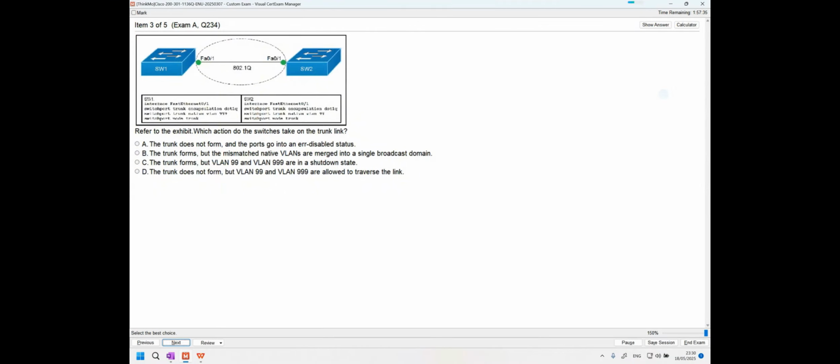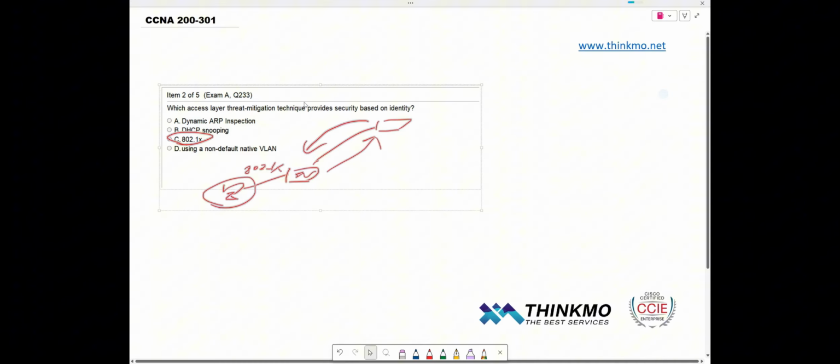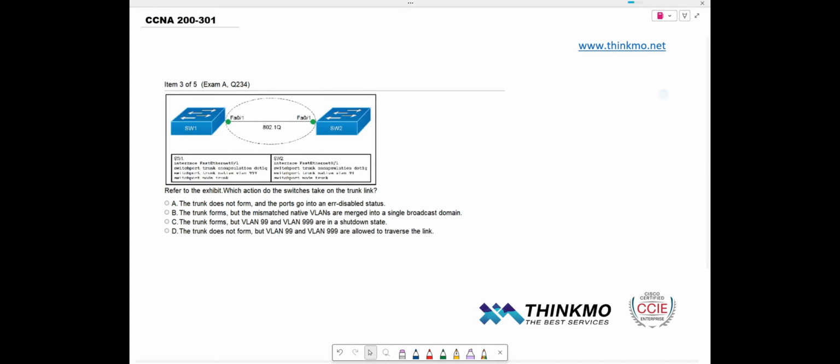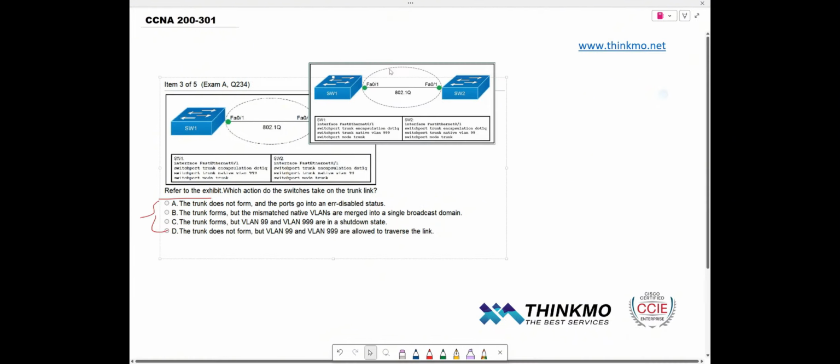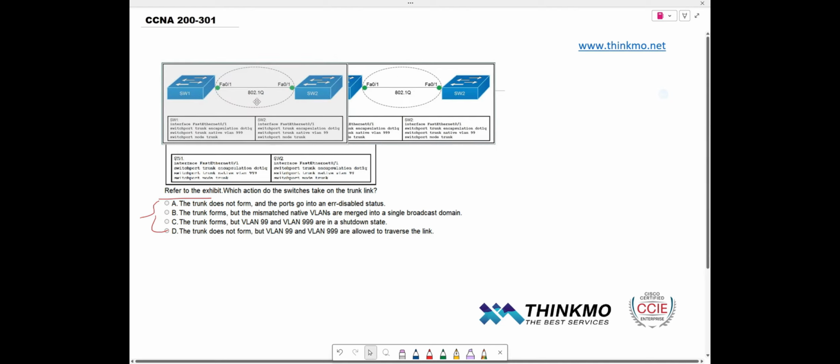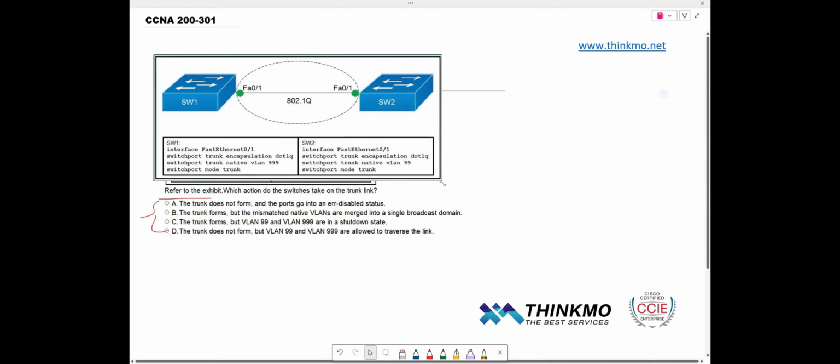All right, let's look at the third question. For the third question, there's a diagram. Refer to the diagram. What kind of operation does the switch perform on this trunk link? Now, there are 4 options below. The way this question is asked is a bit nonsensical. Let's take a look at what the diagram shows. The diagram isn't very clear, so I'll copy it out.